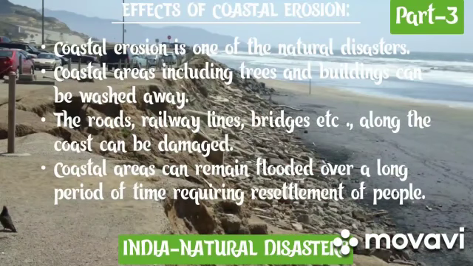Now, the effects of coastal erosion. Coastal erosion is one of the natural disasters. And what are the effects? The coastal areas, including trees and buildings, can be washed away. The second effect, the roads, railway lines, and bridges along the coast can be damaged. The coastal areas can remain flooded over a long period of time, requiring the resettlement of the people. These are some of the effects of coastal erosion.